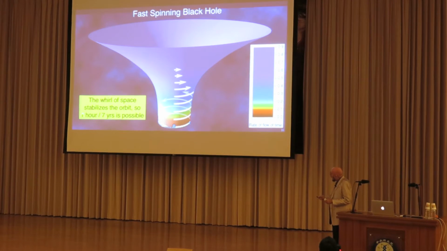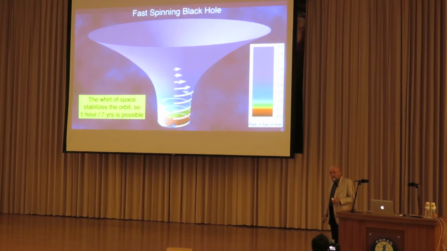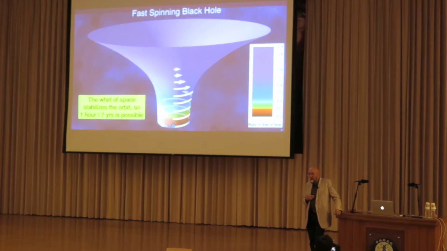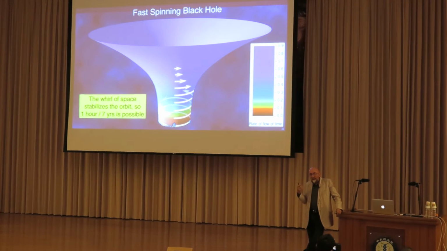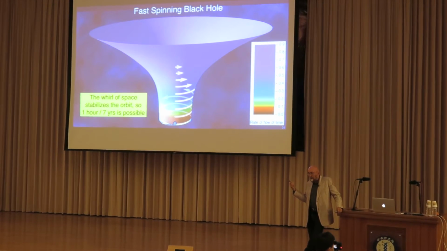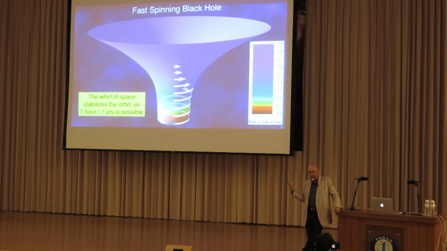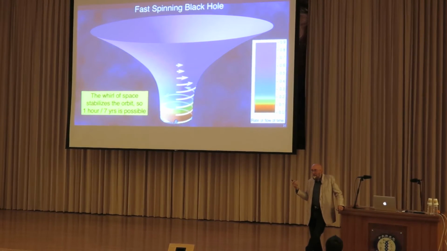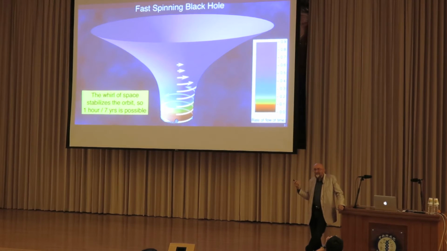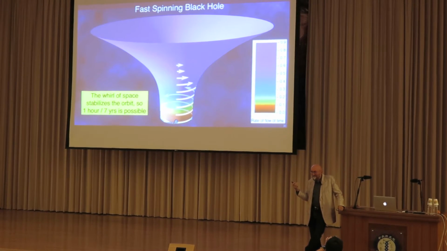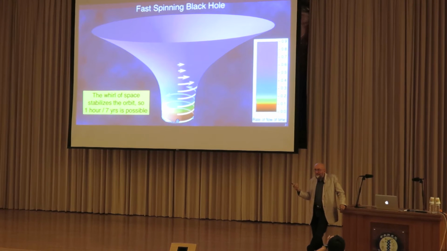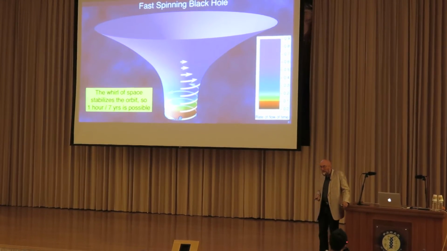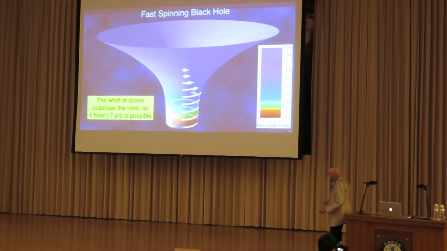And so 1 hour and 7 years is possible, but I have to tell you, when Christopher Nolan told me in one of our first meetings he wanted 1 hour on Miller's planet to be 7 years on Earth, I told him I don't think that's possible. He said to me, I've seen you be wrong before. Go do a real calculation. I went home, I did a real calculation, I discovered that he was right. It is possible that the black hole is fast enough.